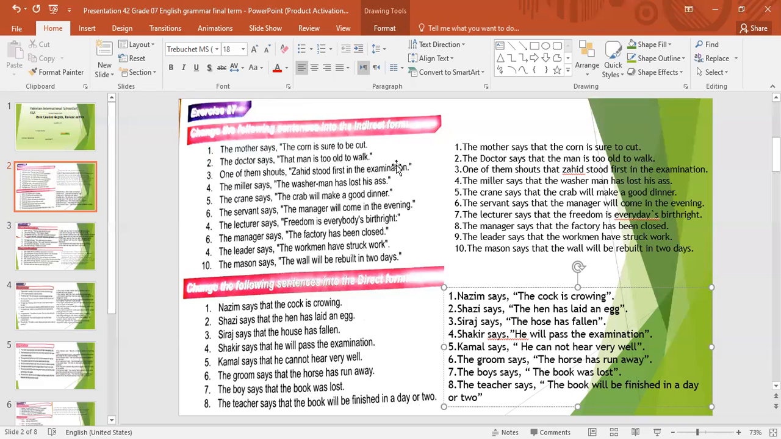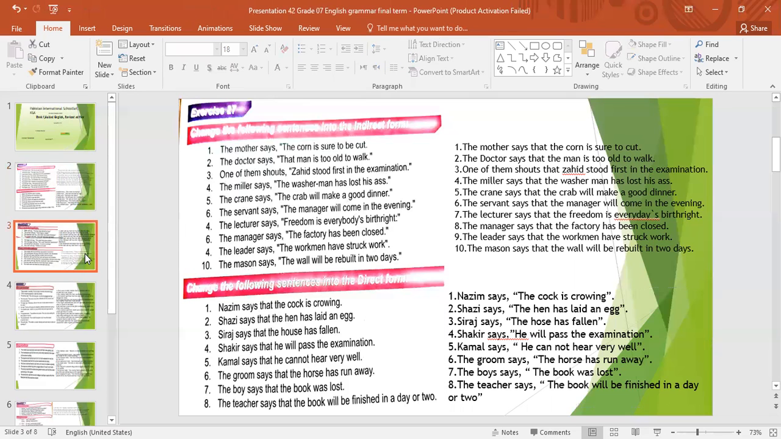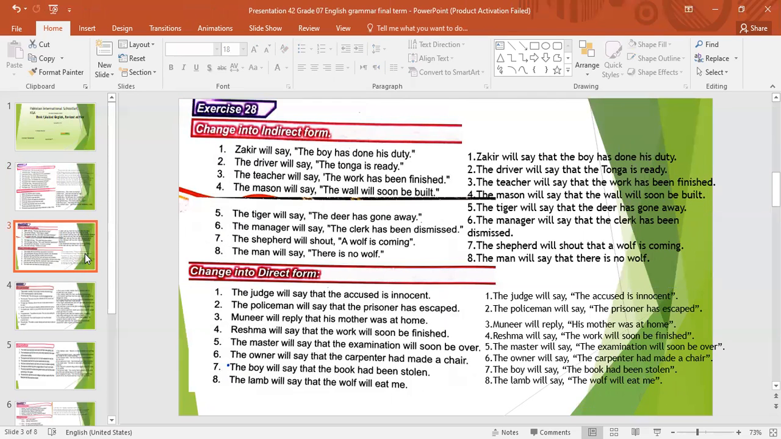So dear students, for both these exercises, the rule is that when the reporting verb is in the present tense, there will be no change in the tense of the reported speech. Similarly, here you can see the indirect sentences are given, so we will just put them in order to make the direct sentence from them, putting a comma and then inverted commas. And that's all, dear students. I hope you understood it well. Let's move to another exercise. The exercise is exercise number 28.